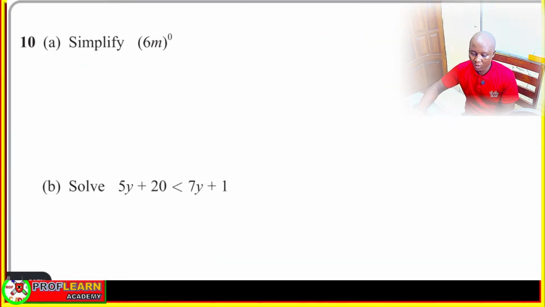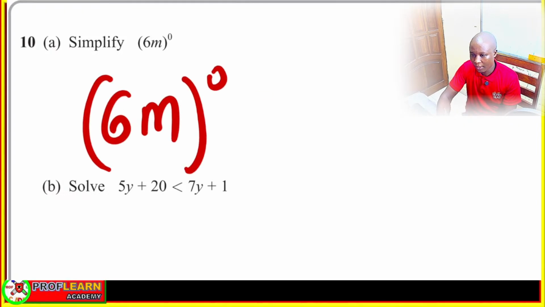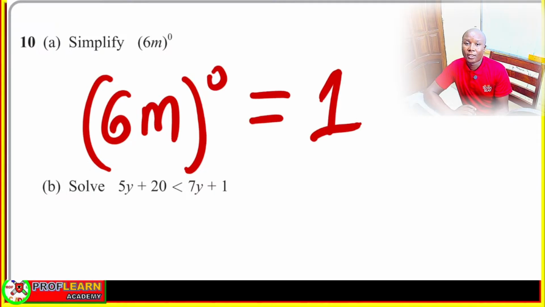So if you are given a question to do with simplifying like this one, I've already mentioned from the previous section that any number raised to power 0 is going to be 1. Any number whatsoever raised to power 0 is going to be 1. So this is a very common question that you're going to be asked. Then here you are going to put the like terms together.